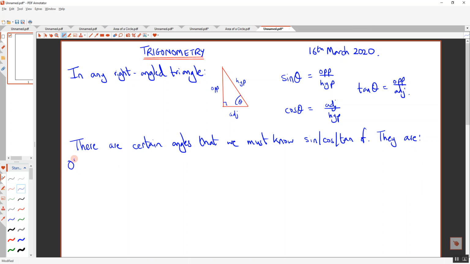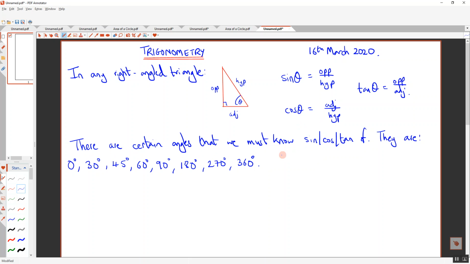So 0 degrees, 30 degrees, 45 degrees, 60 degrees, 90 degrees, 180 degrees, 270 degrees, and 360 degrees. Okay, so we must know, say, sine of 60 degrees, cos of 60 degrees, sine of 45 degrees, and tan of 30 degrees, okay? We must know all those, like sine, cos, and tan of all of these angles.